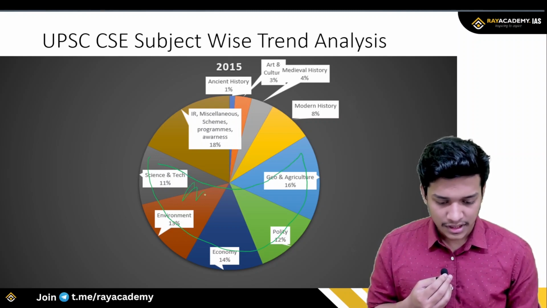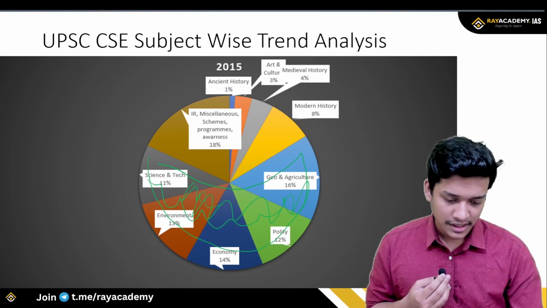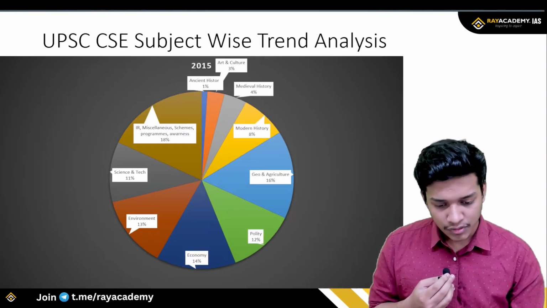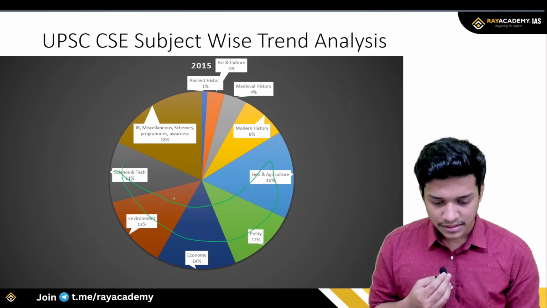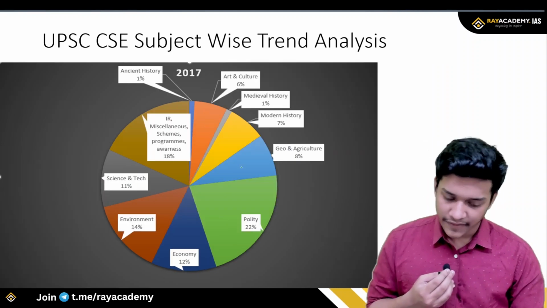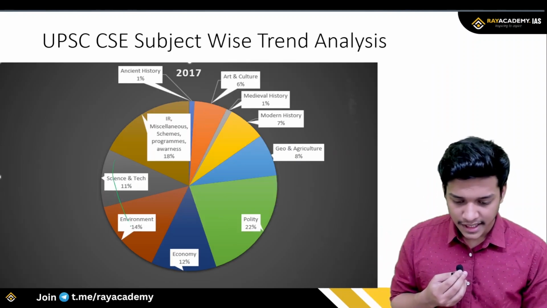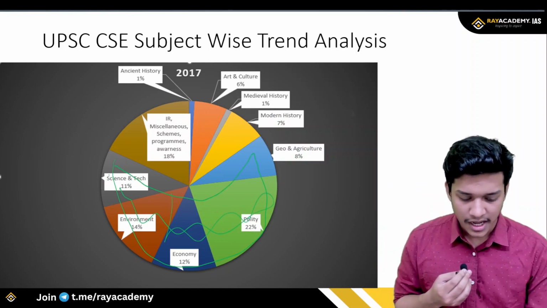See it, such a large weightage of all these subjects. This similar trend is also seen in 2016. Here also you can see this part has such a large weightage. And then 2017 also shows a similar trend: science and tech, environment, economy, polity. All these subjects have a high weightage. This part has such a high weightage.